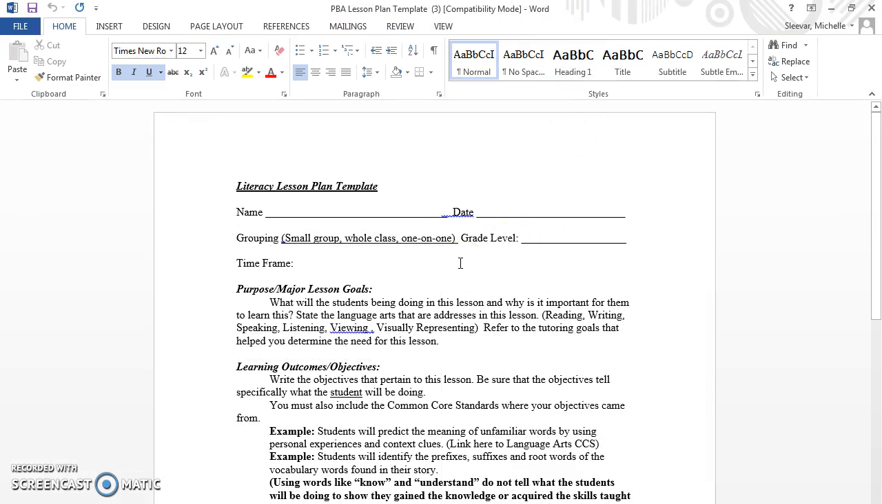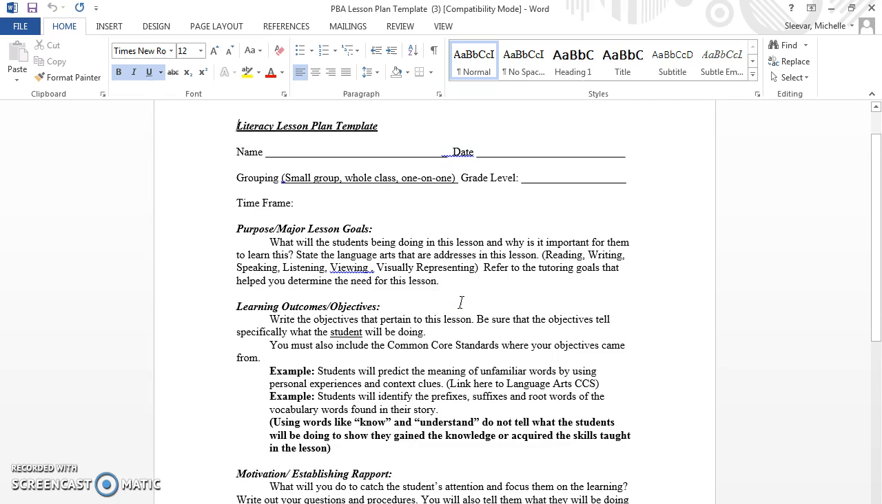And I'm going to walk you through the different parts to the lesson plan that you will be using for every tutoring session this semester. Of course, you're going to list your student's name. Please just list your student's initials, the date of the lesson plan. If it's one-on-one, you might have 2 students, so it might be small group, the grade level, and then the time frame of your tutoring.